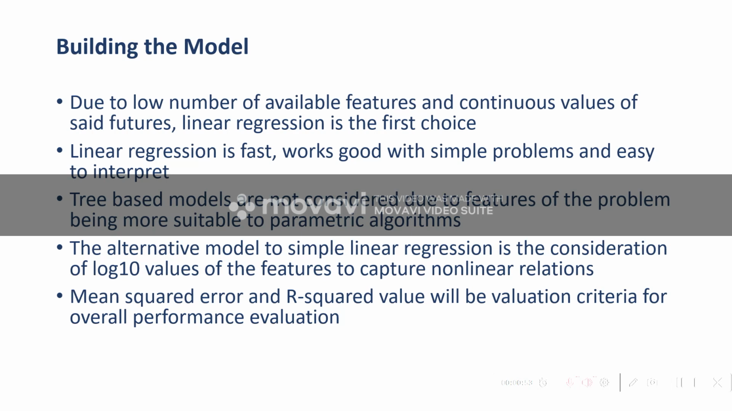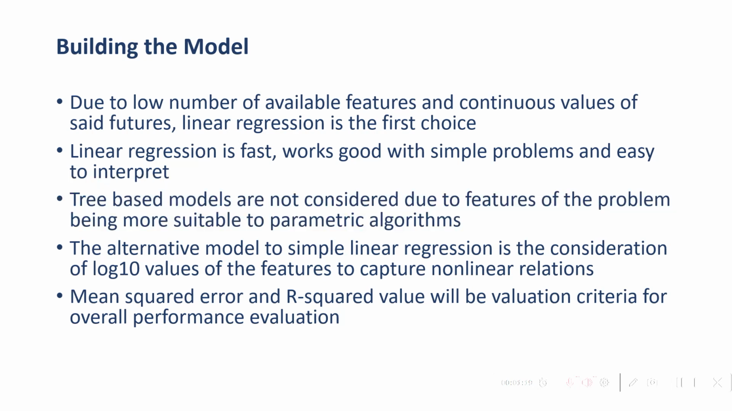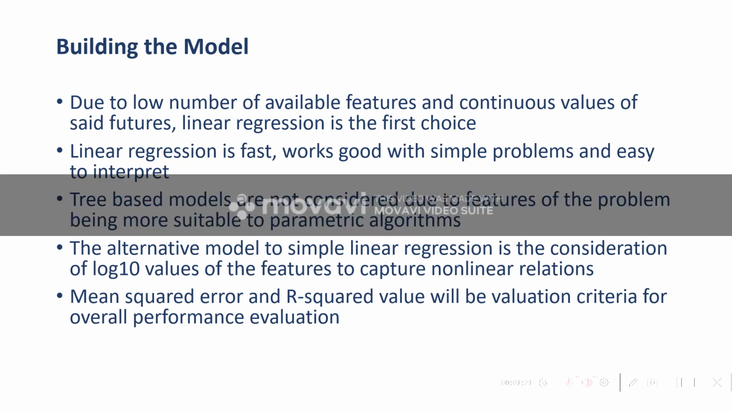In building our model, because we have few features and also our features are numerical and continuous, linear regression is the first choice here. It's fast, works good with simple problems, and easy to interpret. Also, tree-based models are not considered here for me because it is more suitable to parametric algorithms in my opinion.